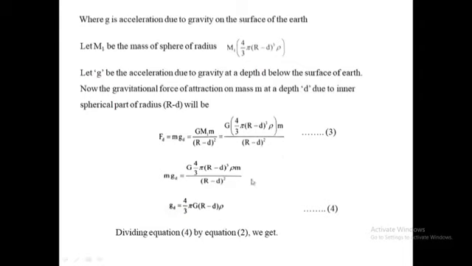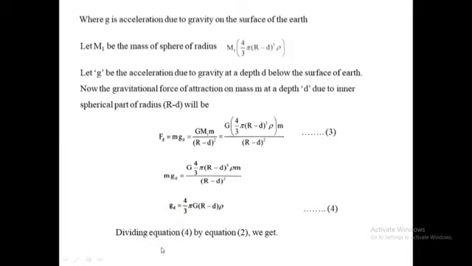Therefore, from this above equation, we can write m g_d is equal to G 4 by 3 pi (R minus d) cube rho into small m upon (R minus d) whole square. Therefore, from this we get g_d is equal to 4 by 3 pi G (R minus d) rho. From this equation, the (R minus d) square gets cancelled from the cube. This is equation number 4.